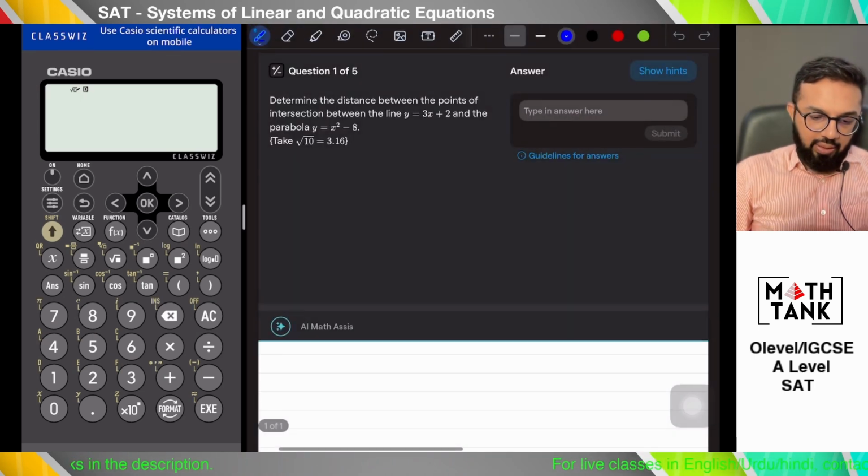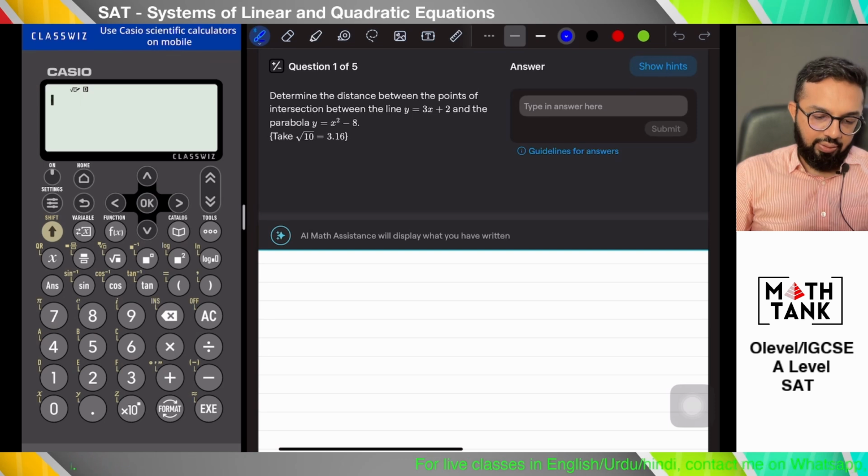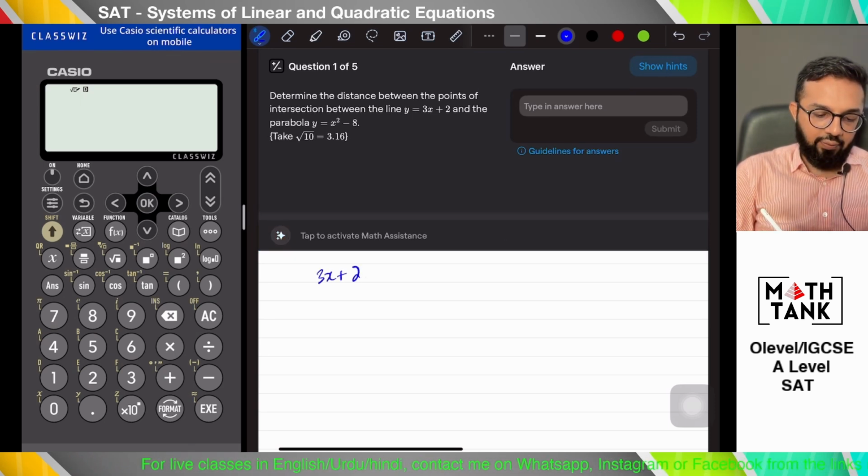Okay, next set of easy questions. Determine the distance between the points of intersection of this and that. So you solve simultaneously and then you find the distance.